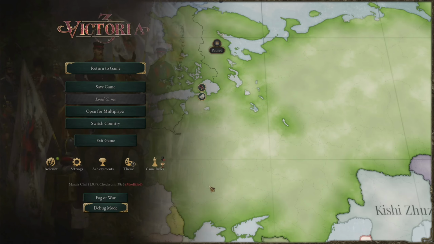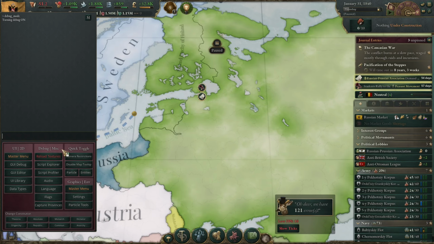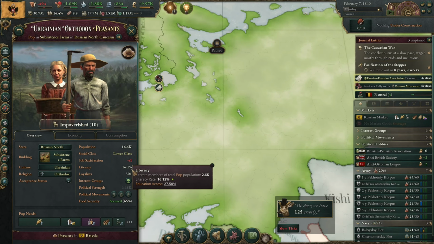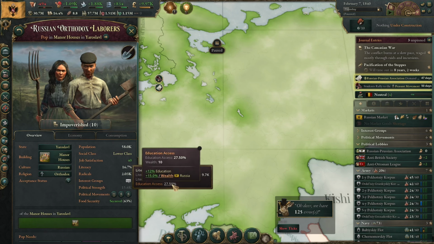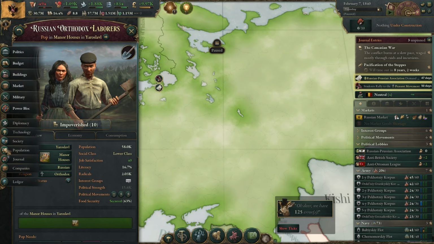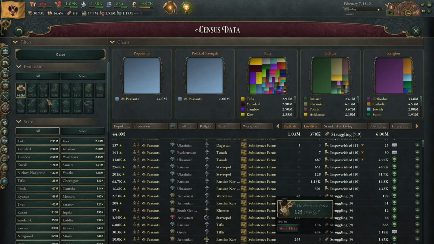What about literacy and getting higher paid jobs? Let's quickly activate public schools through the console so we can compare peasants and laborers. These standard of living 10 peasants have an education access of 27.5%, 12% from public schools and the rest from their wealth level. And these level 10 laborers have exactly the same education access. So there would be only a difference in literacy because there might be a difference in wealth, right?